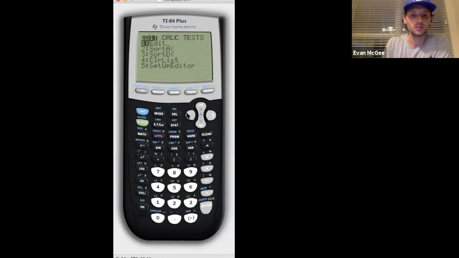And then let's do the same thing for list 2. Second, 2 for list 2. Calculate one variable statistics. There it is. The median is 13. Now take a note of minimum, Q1, Q3, and max, because we're going to talk about that in a few minutes here.